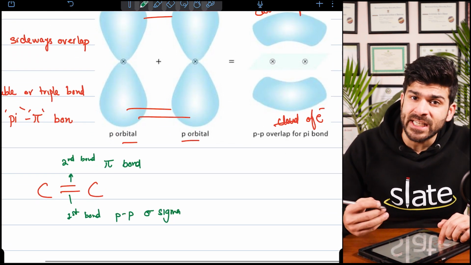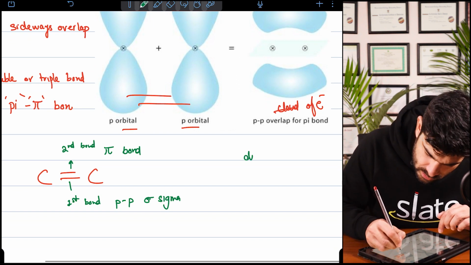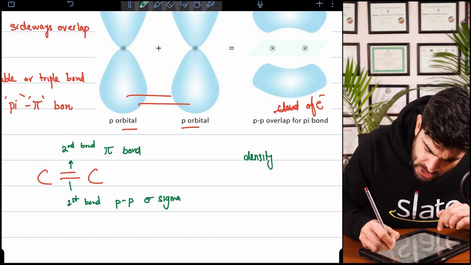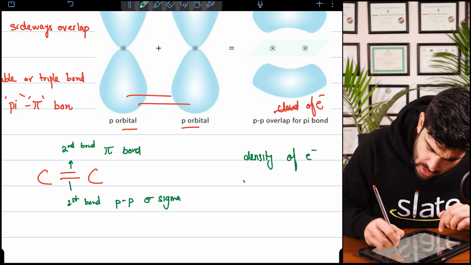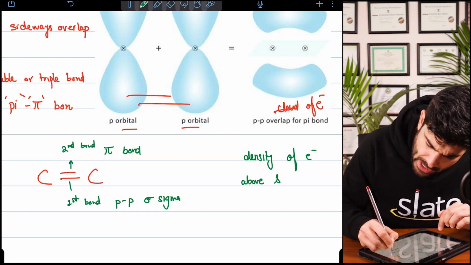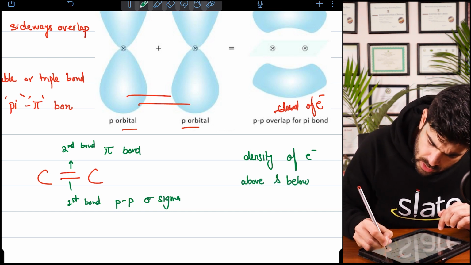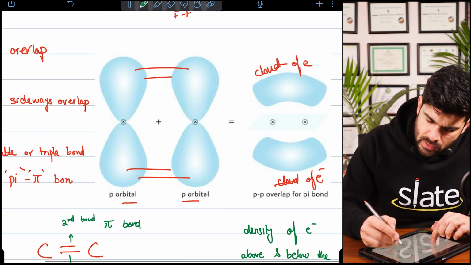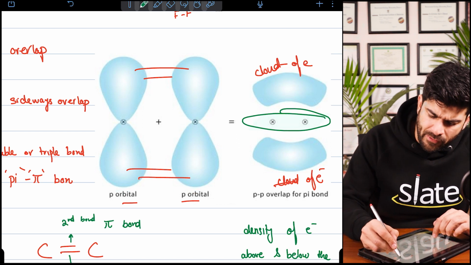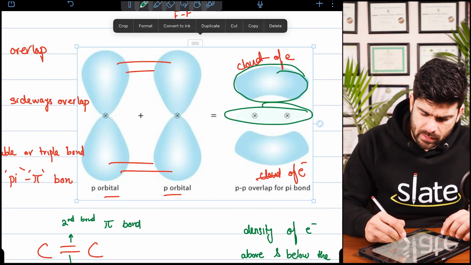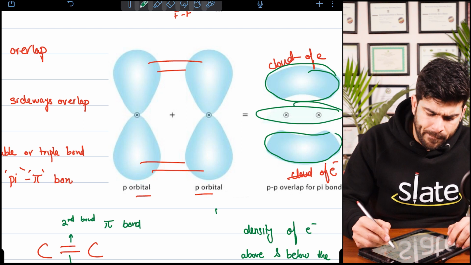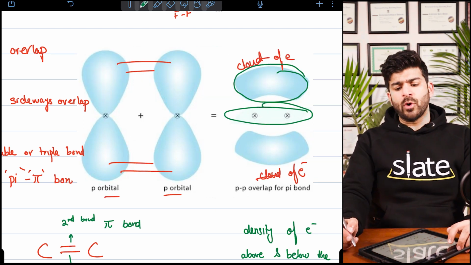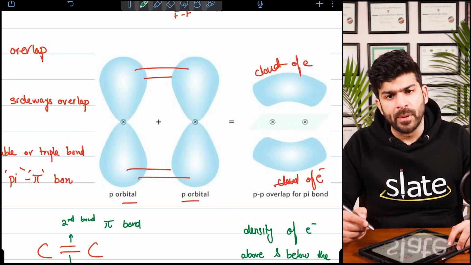And where is the density of electron? Density of electron is above and below the line joining the two nuclei. This is the line, above and below. So that is what we know about the shapes of orbitals.